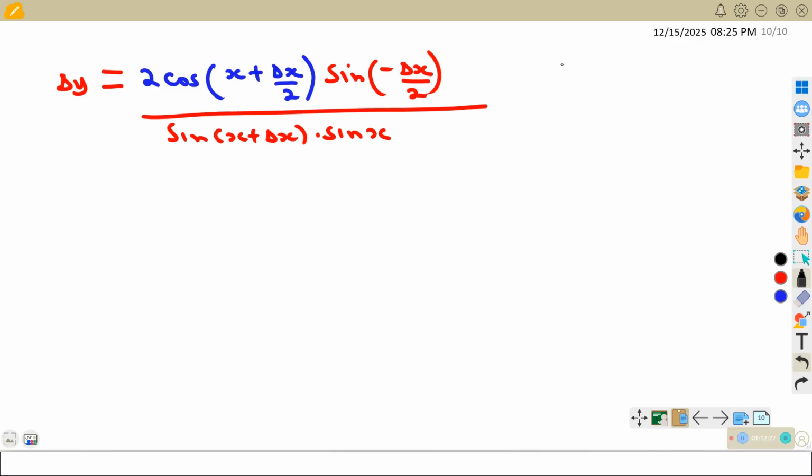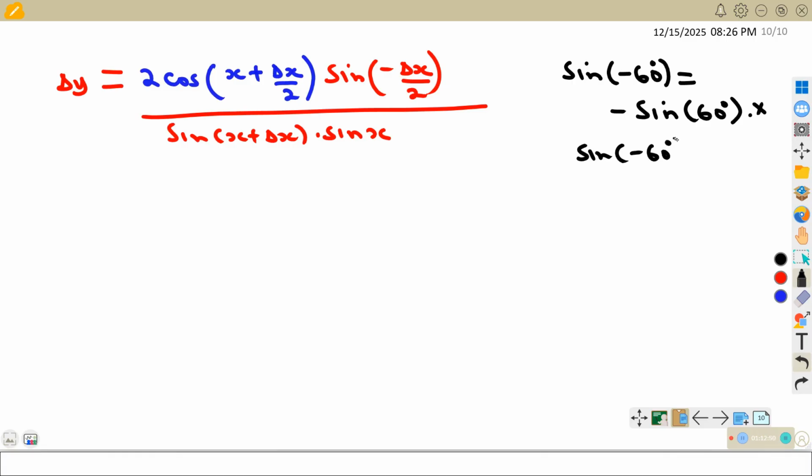I want to ask someone, what is sine of negative 60 degrees? Can we say sine of negative 60 degrees is the same as negative sine of 60 degrees? Is this true? Or can you say sine of negative 60 degrees is the same as sine of 60 degrees? Which one is right? So we have A and B. What do you say? A or B?